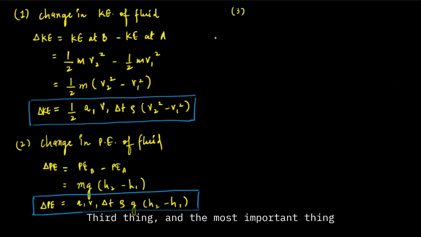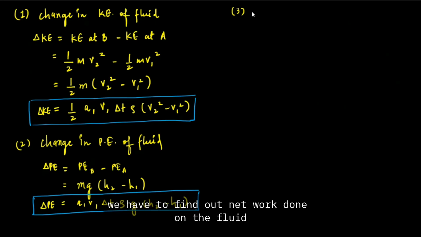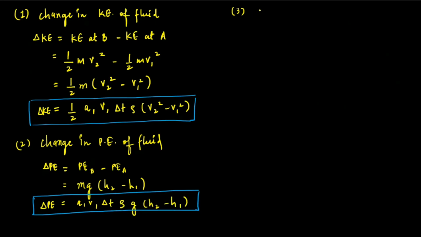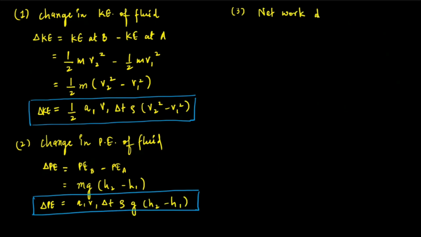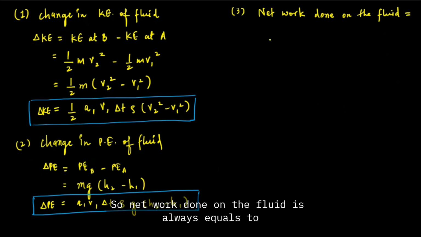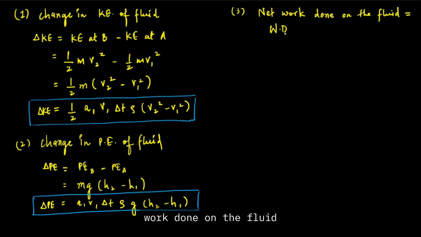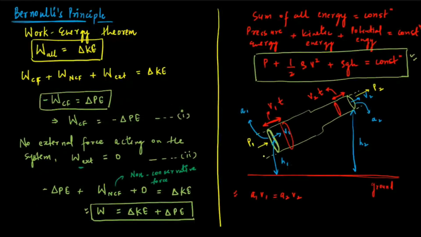Third thing, and the most important thing: we have to find out net work done on the fluid. Because the work energy theorem says the net work done is equal to change in kinetic energy plus change in potential energy. So net work done on the fluid is what? Let us try to understand it. So net work done on the fluid is always equal to work done on the fluid at A, or this position. This is A, this is B.